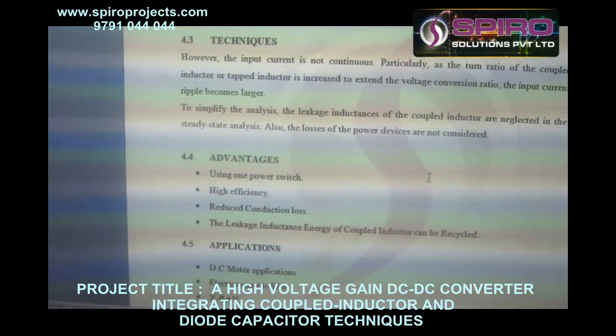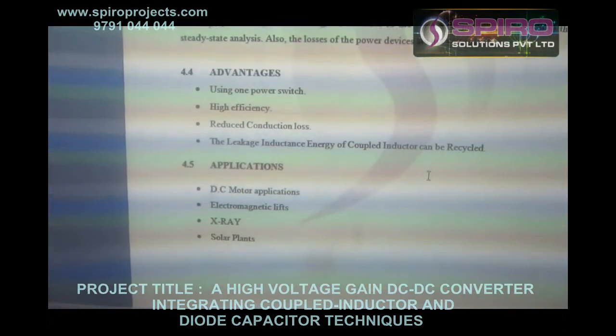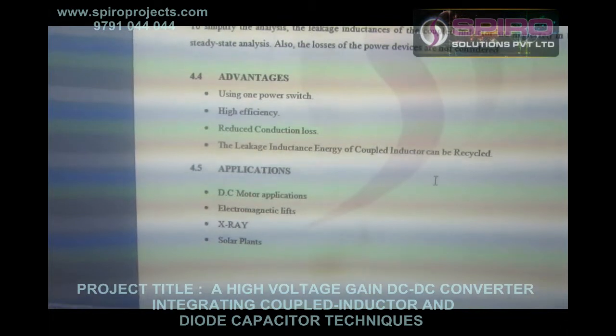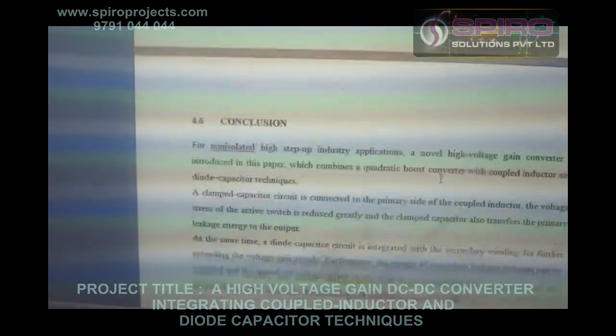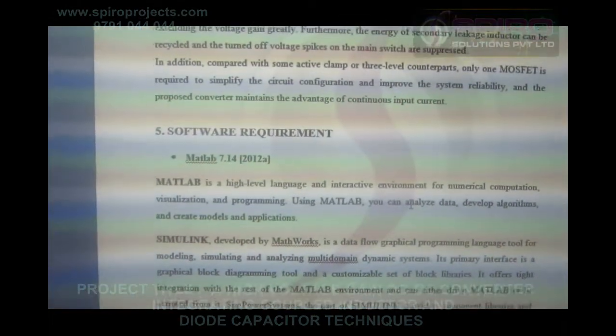The applications of the proposed system are DC to DC motor applications, electromagnetic lifts, X-ray, and solar plants. These are the proposed system applications. Finally, the software requirement is MATLAB 7.14.